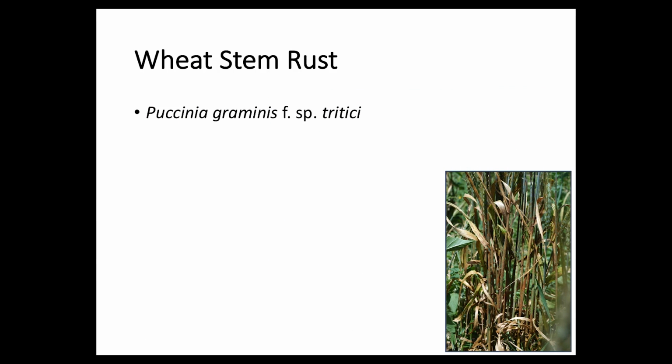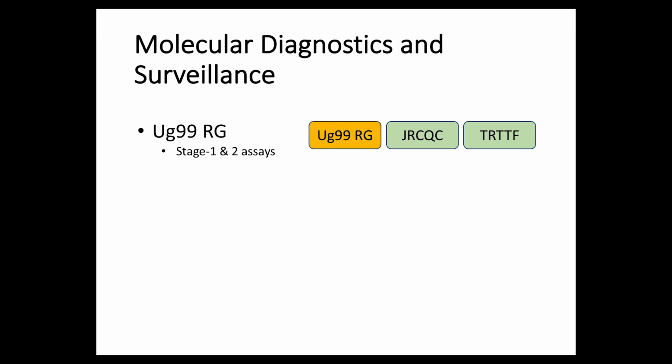So as Moen's mentioned, our favorite pathogen is Puccinia graminis forma specialis tritici, the pathogen for wheat stem rust, which I will fondly refer to as PGT during this talk. When we started out doing molecular diagnostics and using molecular tools to do surveillance, the primary objective was to identify UG99 in the race group and find out where it is and where it's moving to.